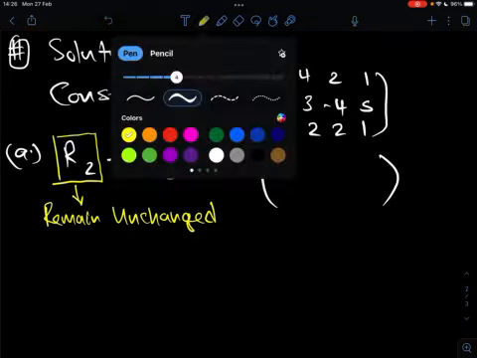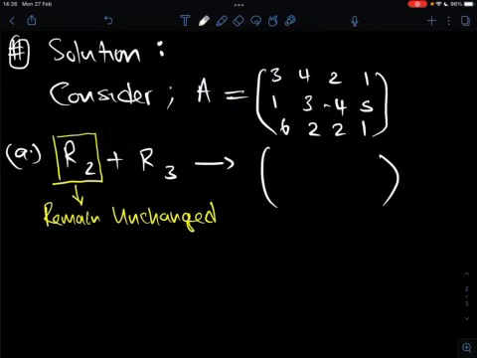So now what are we going to get in this process? Row 1 obviously is not part of the situation, so it's going to stay as it is, 3, 4, 2, 1. And row 2 again is going to remain fixed as 1, 3, minus 4, 5. Then to this last row, we're going to add row 2. So I'm going to add things that are in row 2 to things that are in row 3.